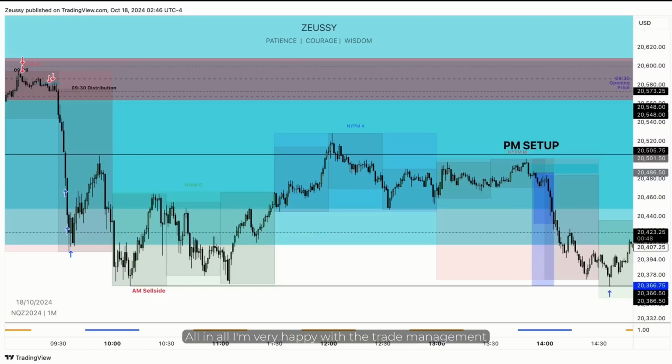All in all, I'm very happy with the trade management, and I hope that you are able to see this PM setup as well. It was a very textbook afternoon session setup based on time and price. And it was a beautiful day all in all to investigate and to look at, where there were shorting opportunities during both the morning and the afternoon session. When I exited my position right here, the market then began to retrace, and it basically began to consolidate going into the close at 4 PM.